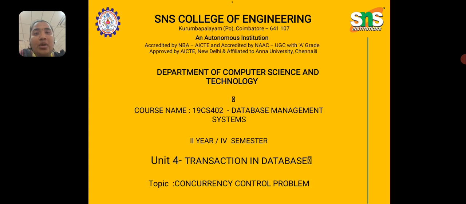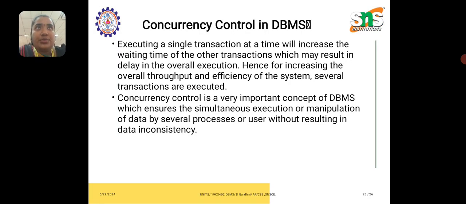Today we are going to see a topic on concurrency control problem. What is a concurrency control problem in DBMS? Executing a single transaction at a time will increase the waiting time of other transactions, which may result in delay in the overlap execution. Hence, for increasing the overall throughput and efficiency of the system, several transactions have been executed. That may be one point.